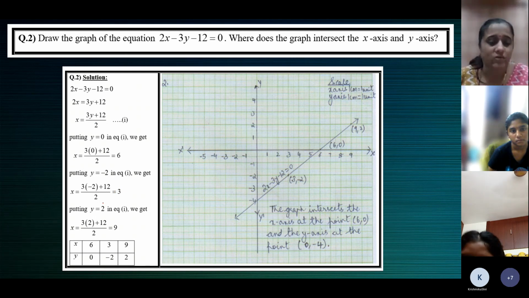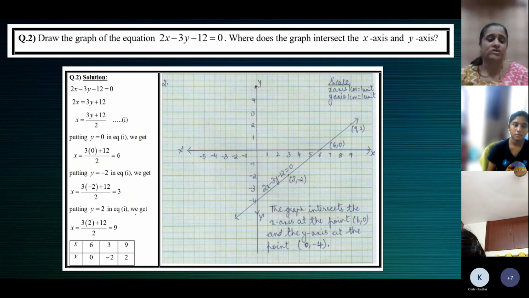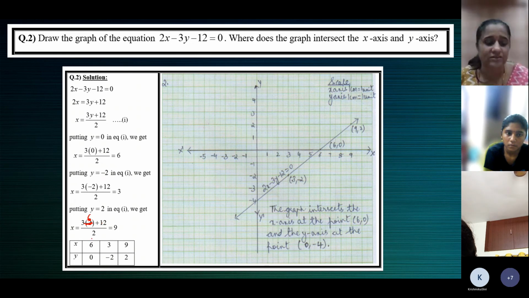And finally, I've taken y is equal to 2. Putting y is equal to 2 in equation 1, we get 3 into 2 plus 12 by 2. 3 into 2 is 6. 6 plus 12 is 18. 18 by 2 is 9. x is equal to 9.